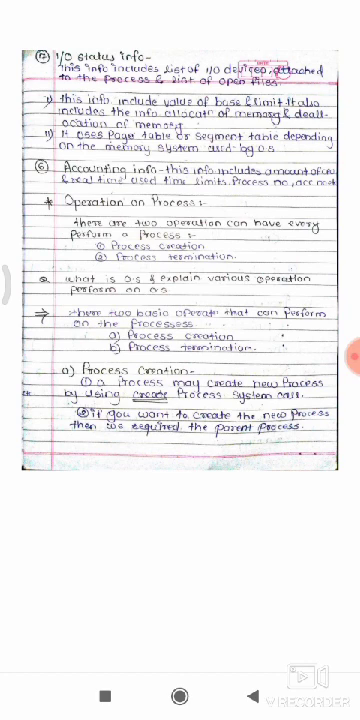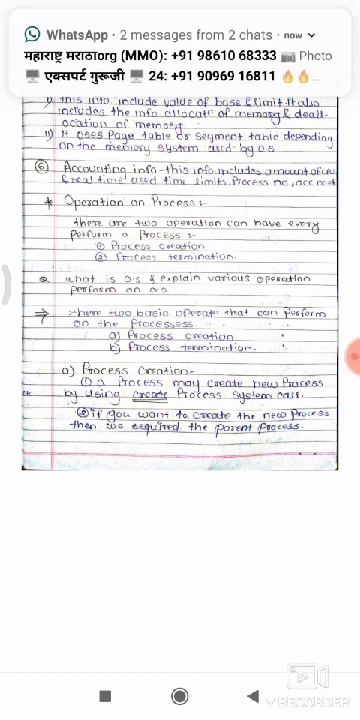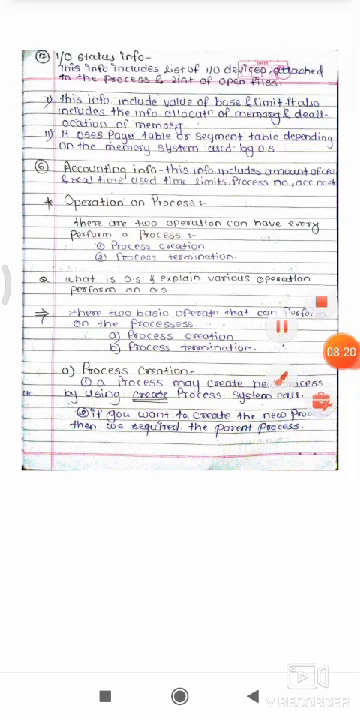After that, accounting information. This information includes the amount of real time used, time limits, number of processes, and account number. These are some of the information included in the accounting info. So this is all about the process control block. That is again a very important point.